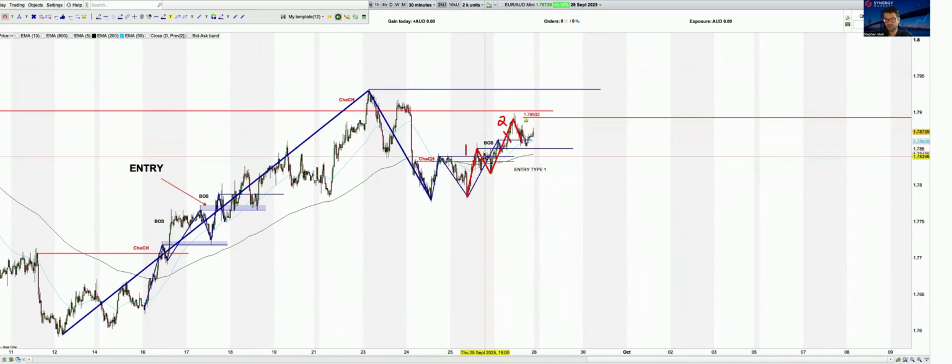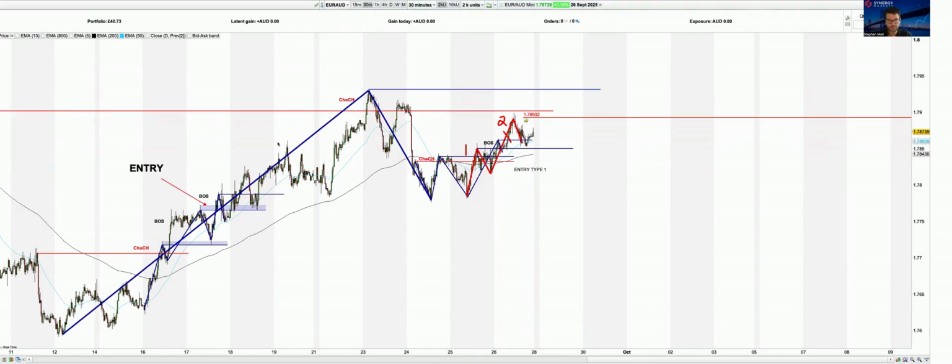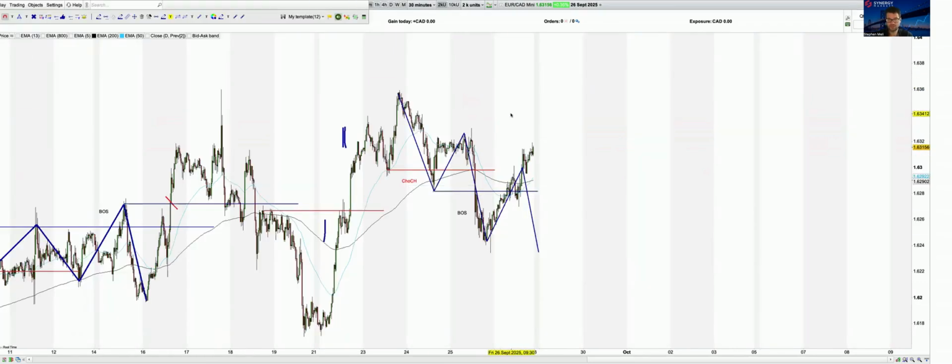Change. This is the valid break, retest. If we get above here, I'm going to send that out, and that looks like a decent trade to me. EuroCAD is starting to warm up here as well.